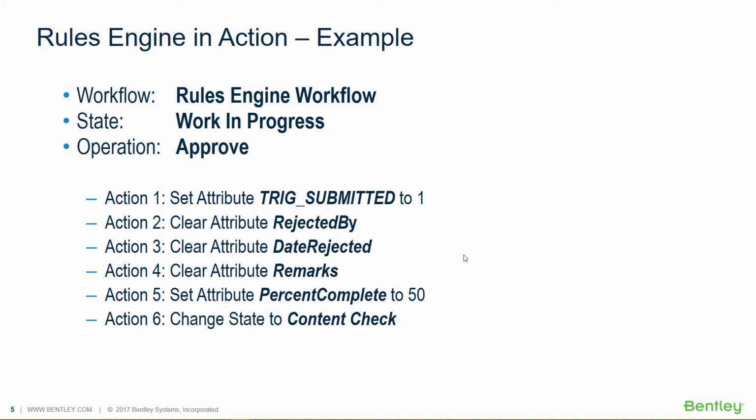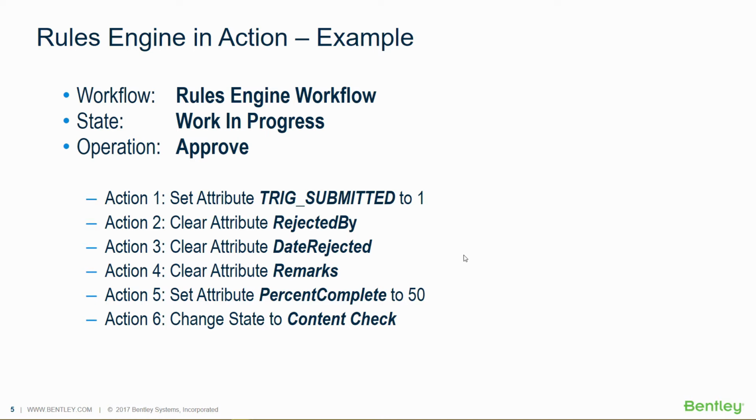So the example here, we've got the workflow set, we've got a document that's in the work in progress state, and the operation that's been done by the user is approve. When this happens, the rule is run and the following actions that you can see on the screen take place.